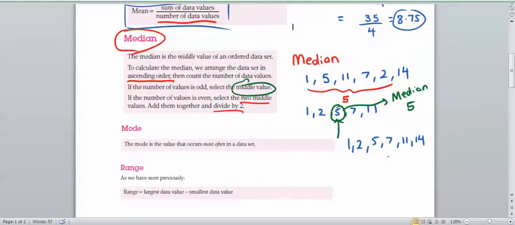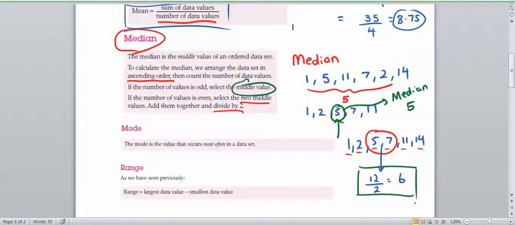So first of all, we've got the two middle values, and they are, well, we've got 1, 2, 3, 4, 5, 6. So these are our two middle values. So what we do is we add them together. So 7 plus 5 is 12, and we divide it by 2, which is equal to 6. So in this case, even though this 6 doesn't occur, the median is still the middle of those two middle values. So obviously that would be 6. So the median is 6 in the case of it being an even number of values.